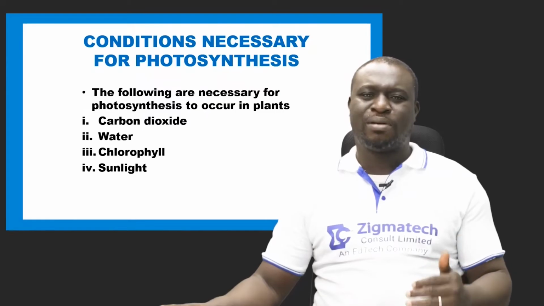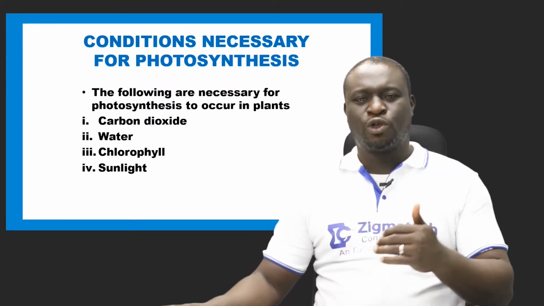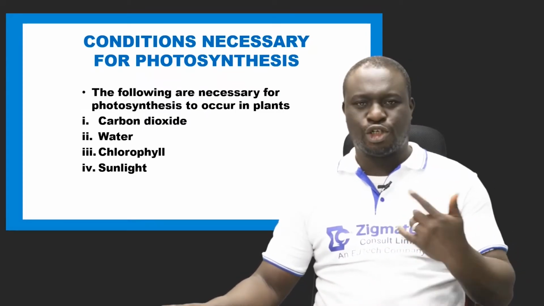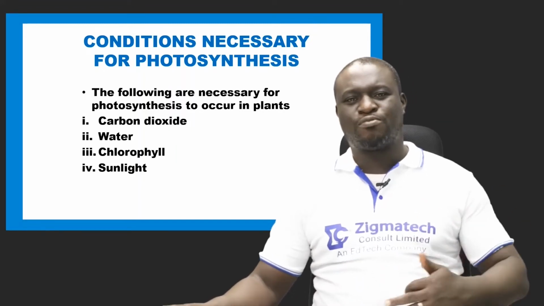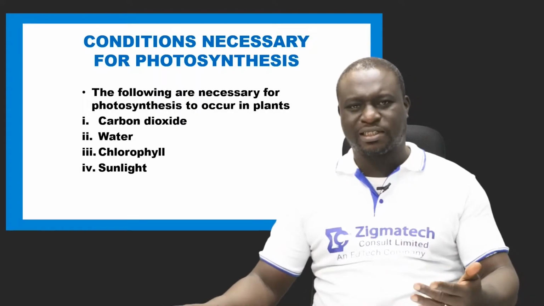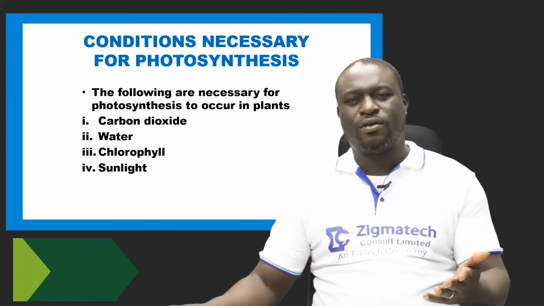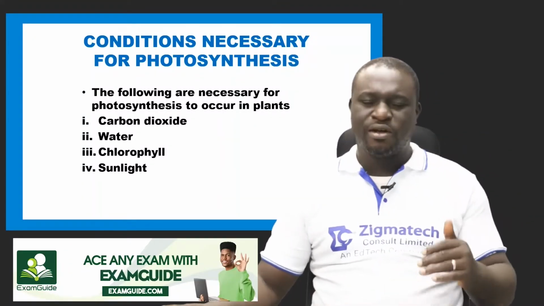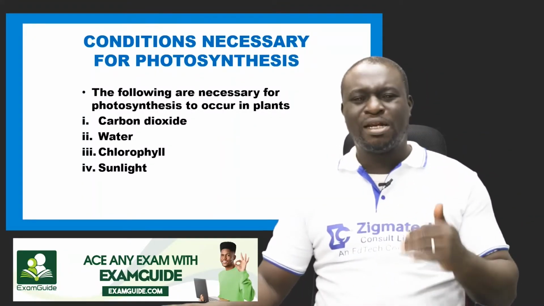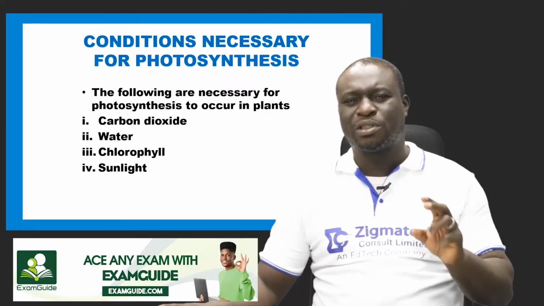Remember, as the word implies, photosynthesis: synthesis simply means to produce, and photo talks about light. So it means the production of food substances with light. So sunlight is necessary for photosynthesis to occur. Please take note of these four important conditions.